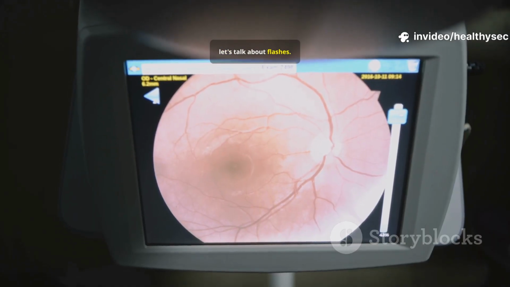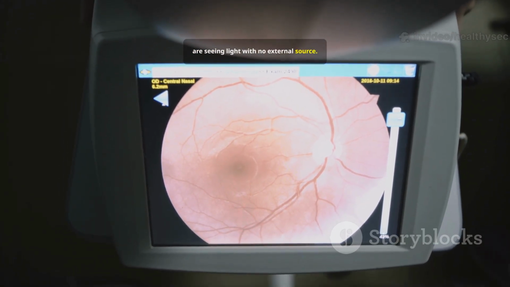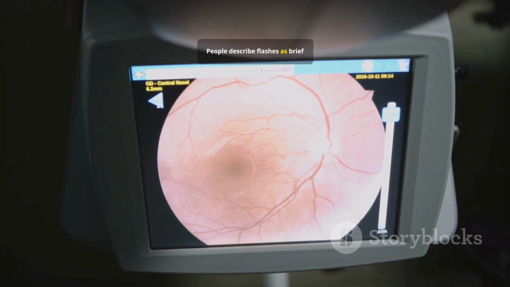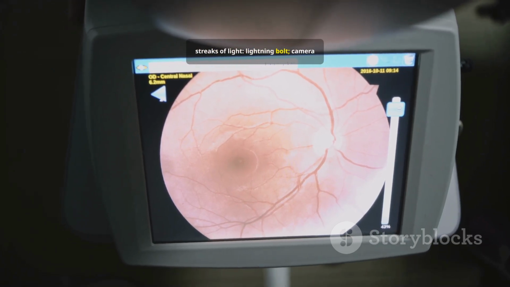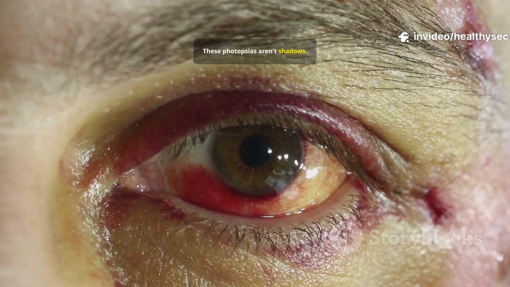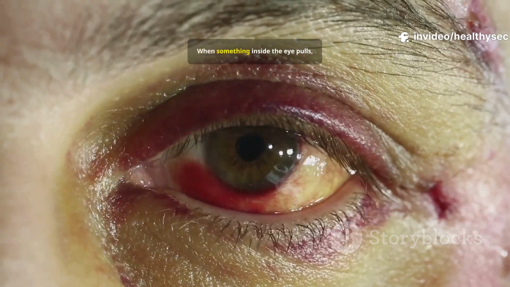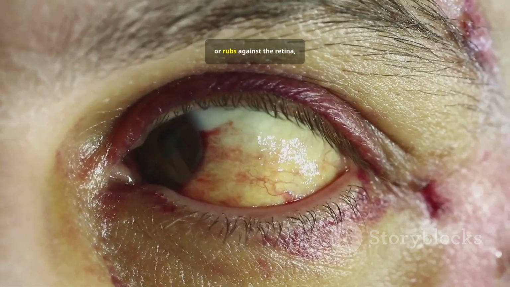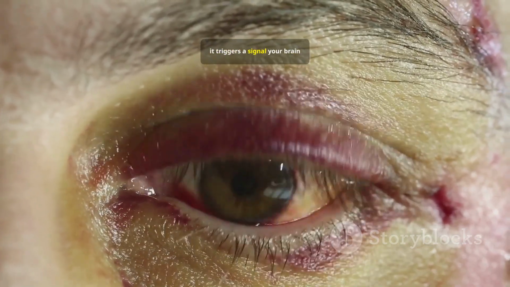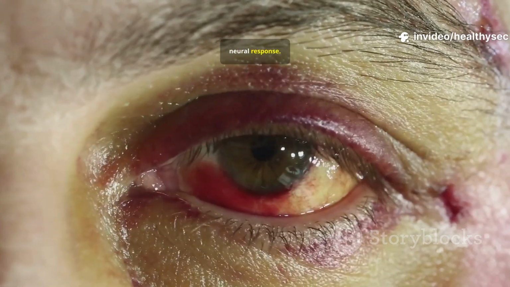Now let's talk about flashes. Floaters are seeing shadows. Flashes are seeing light with no external source. People describe flashes as brief streaks of light, lightning bolt, camera flash, often in the peripheral vision. These photopsias aren't shadows. They're generated by physical stimulation of the retina. When something inside the eye pulls, tugs, or rubs against the retina, it triggers a signal your brain interprets as light. It's a mechanical action causing a neural response.